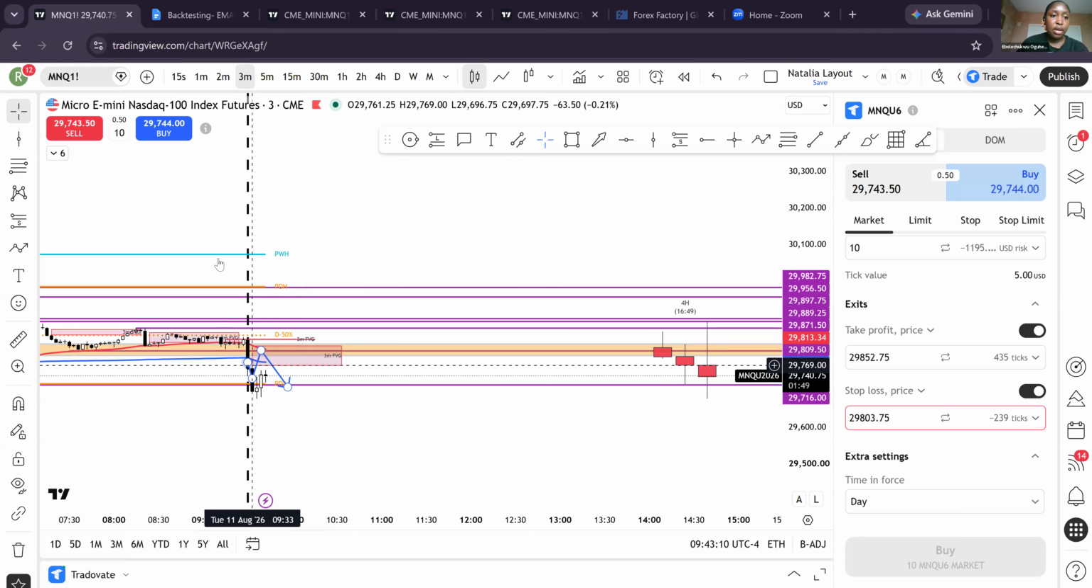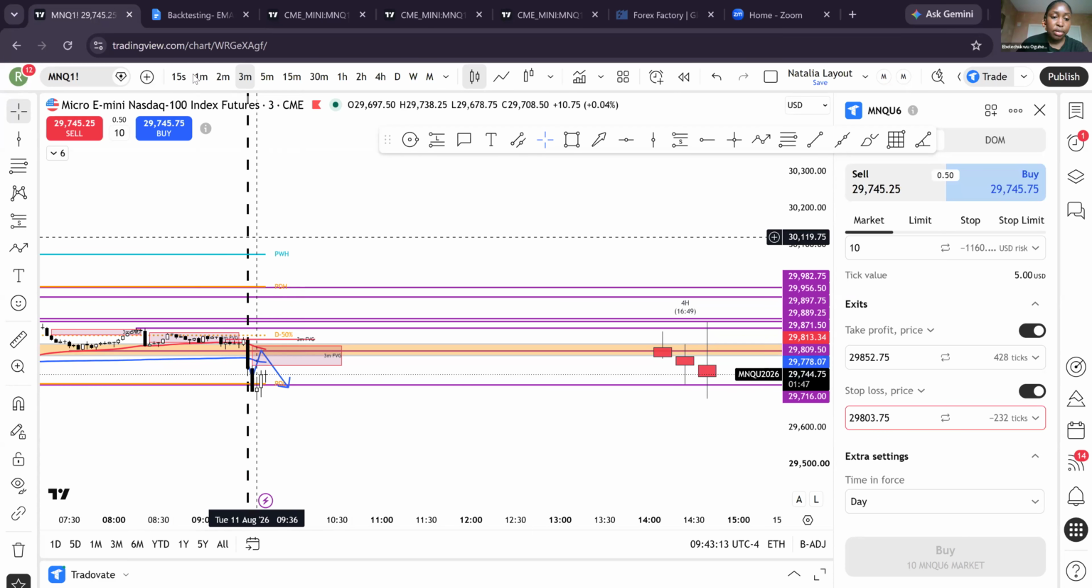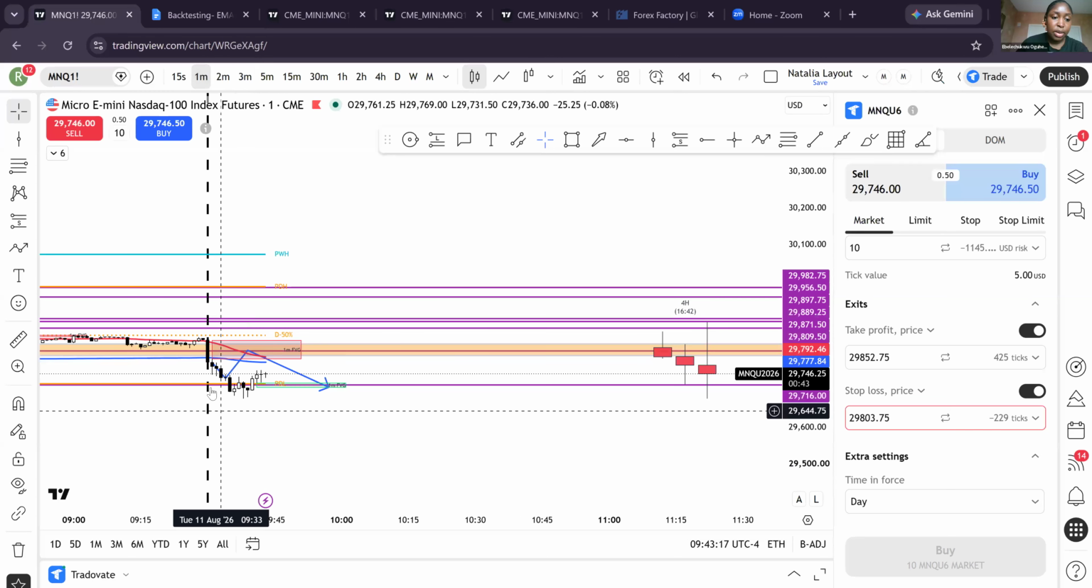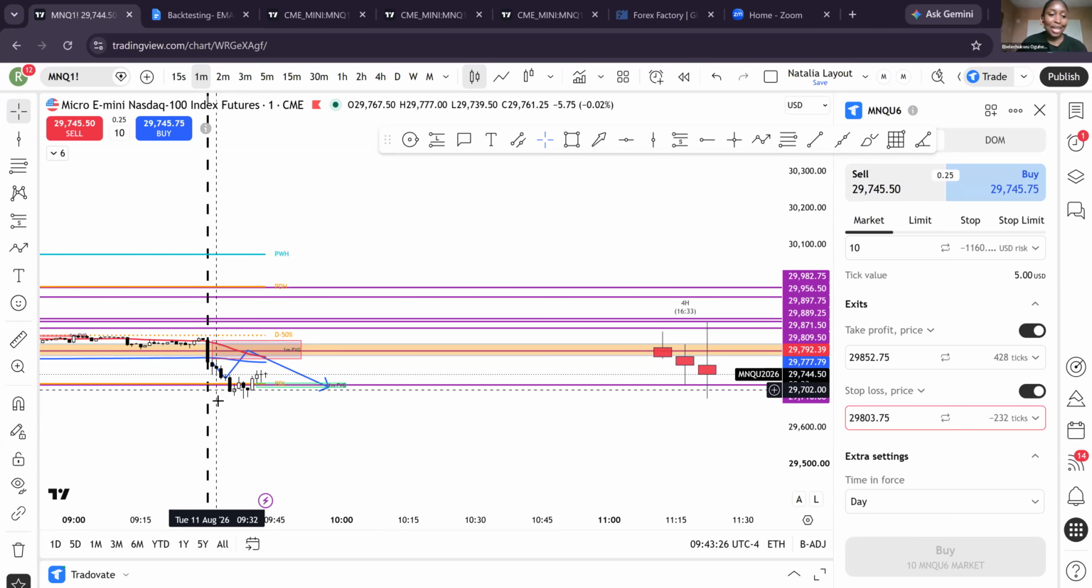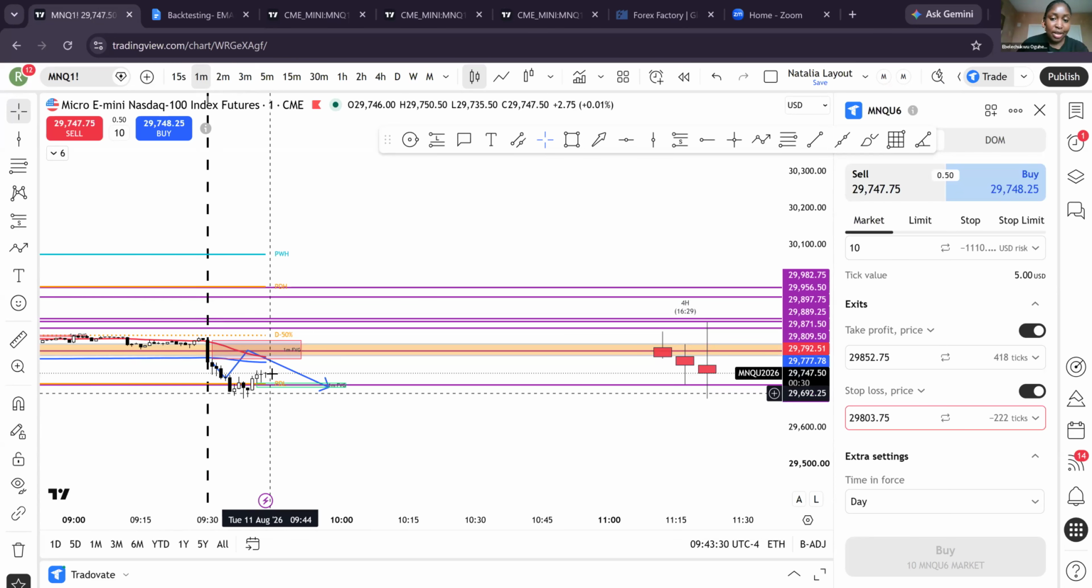Honestly, I wish I had taken this. As soon as I saw this drop here, I probably could have dropped in here. Taking a snippet to that previous day low would have been it, and I would have been done for the day. But right now, price is going to take its time.